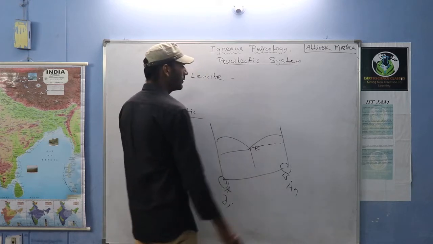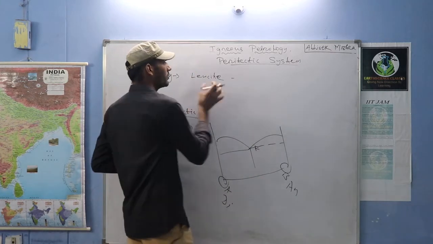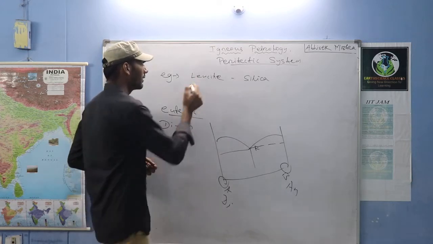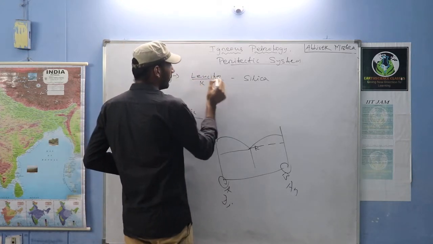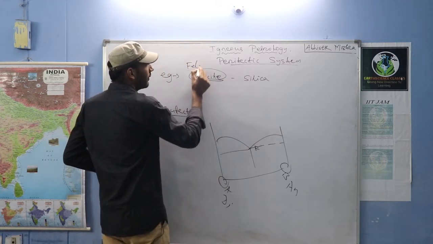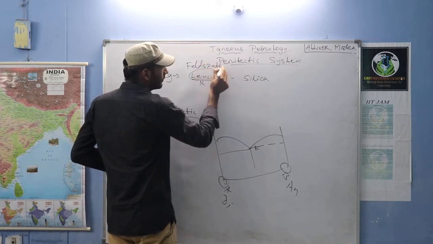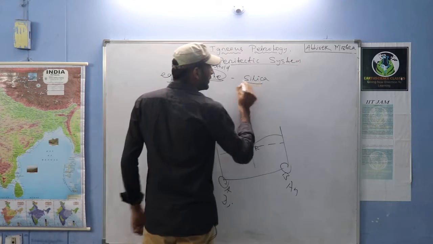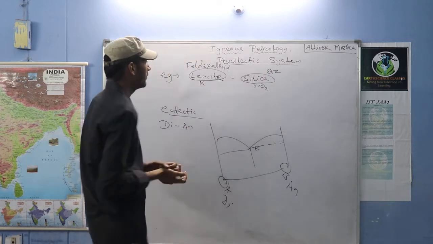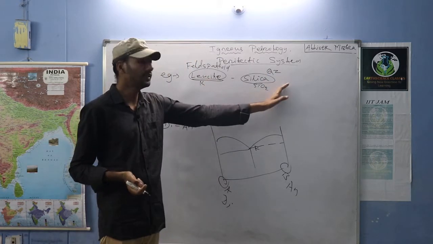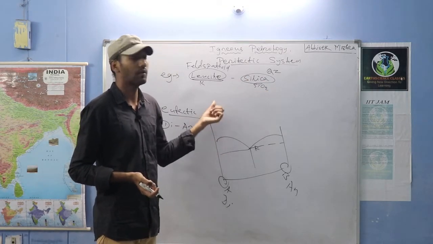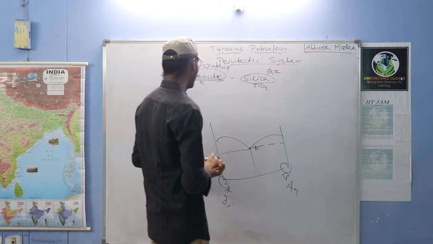There are two end members, like leucite and silica. We will take two components. Leucite means potassium oxide, right? Which group mineral is it? It is a feldspathoid. And here silica means SiO2, that means quartz. We are taking pure quartz. So the end members are feldspathoid and quartz, but we will see there will be an intermediate compound in between this leucite and silica.